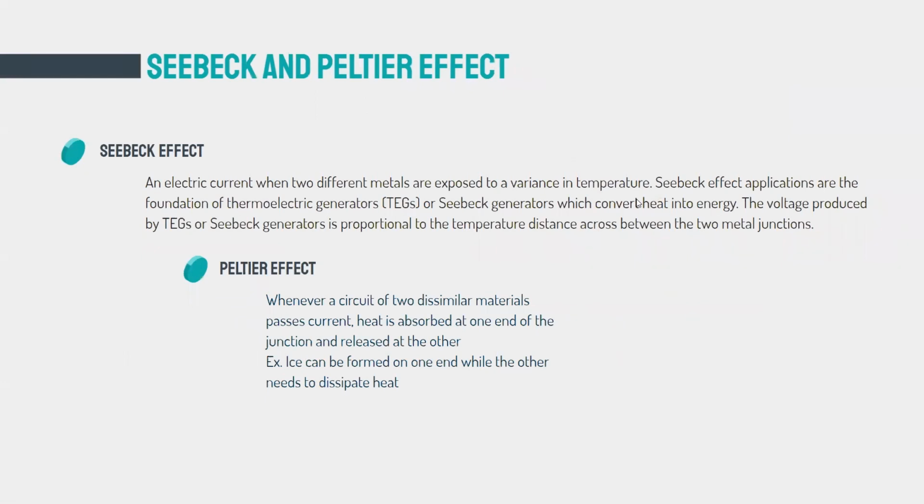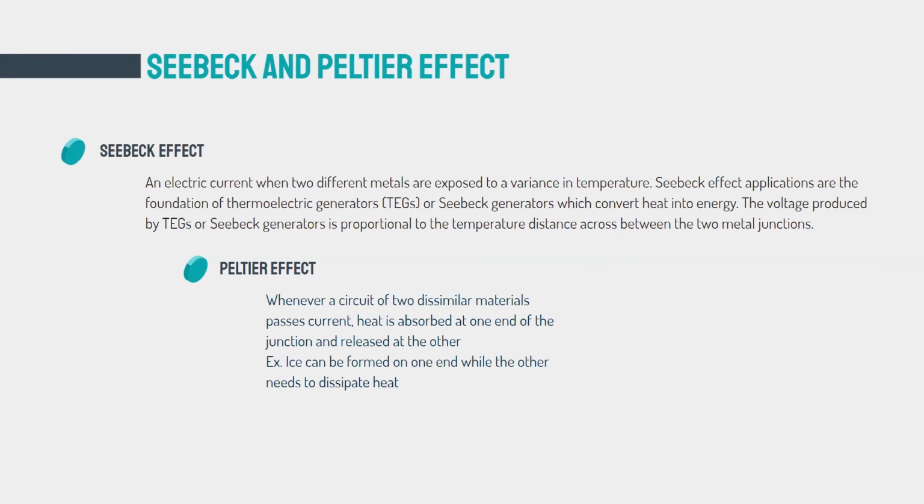The way that thermoelectric generators work is by this principle called the Seebeck effect. The Seebeck effect basically happens when two different metals are exposed to different temperatures, or a variance in temperature. And the Seebeck effect applications are the foundation of thermoelectric generators. They're also called Seebeck generators, which convert heat into electrical energy. The voltage produced by the thermoelectric generators or Seebeck generators is proportional to the temperature across these two metal junctions. So basically, if you have two different metals and there is a temperature difference, if one is hot, then it'll cause electrons to flow between those two to create some kind of potential difference.